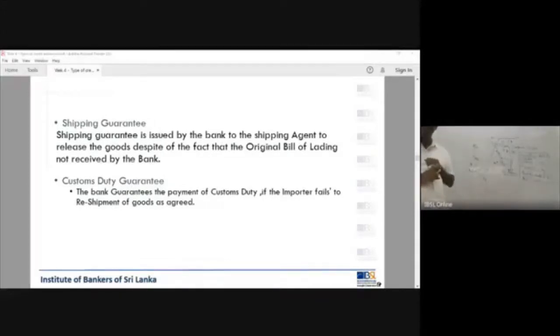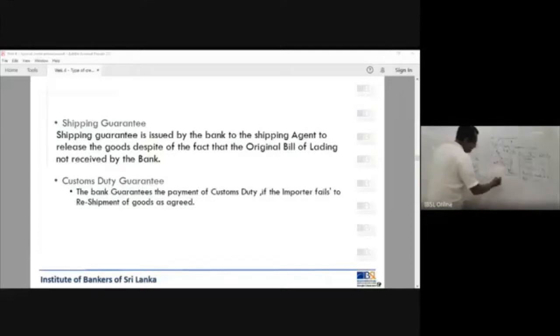Beneficiary of the shipping guarantee is the customs. We allow the customs to release, sorry. Right? So DP and DA is that. Is it clear? DA, DP? DA not clear.